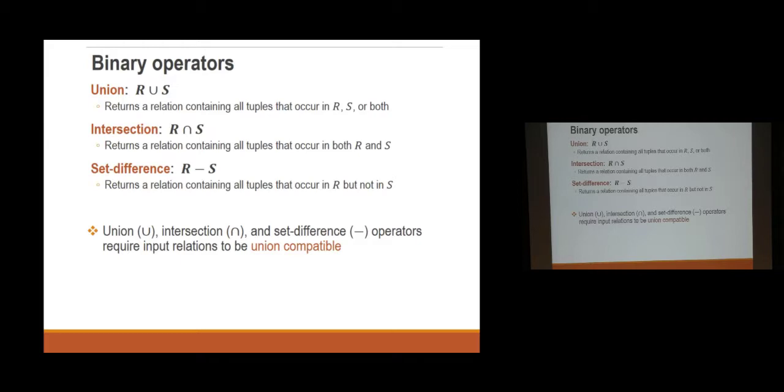Okay? Out of all this, set difference is non-commutative. So union, this is the same. This is the same, but this one is not the same. Right? And then we require all these 3 to be union compatible. The last one, cross product, we don't require it to be union compatible.